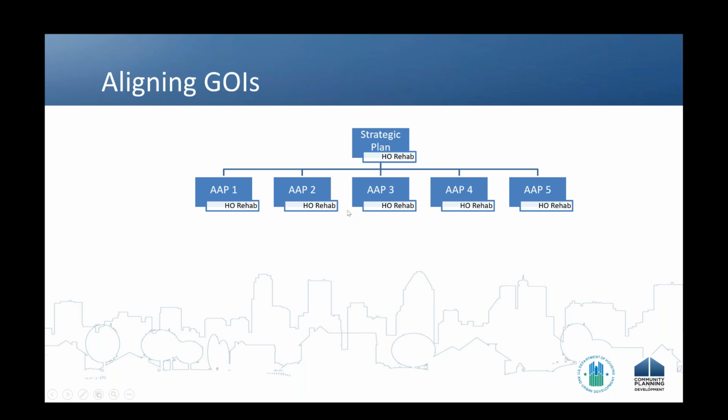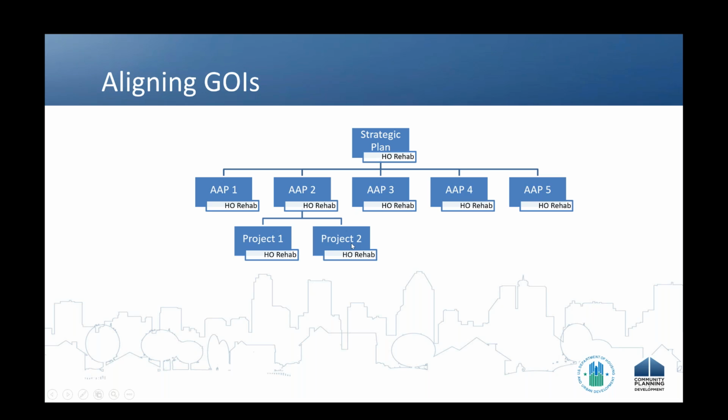So to think about this a little bit differently, let's just look at this flow chart here, and it begins with your strategic plan. You have a goal in which the outcome is again homeowner rehab. And in your 5 action plans, you have a goal in which the outcome that you're measuring is also units rehabbed.